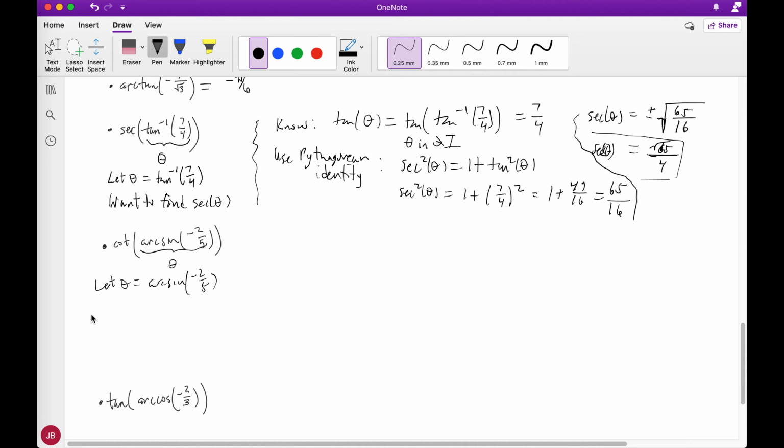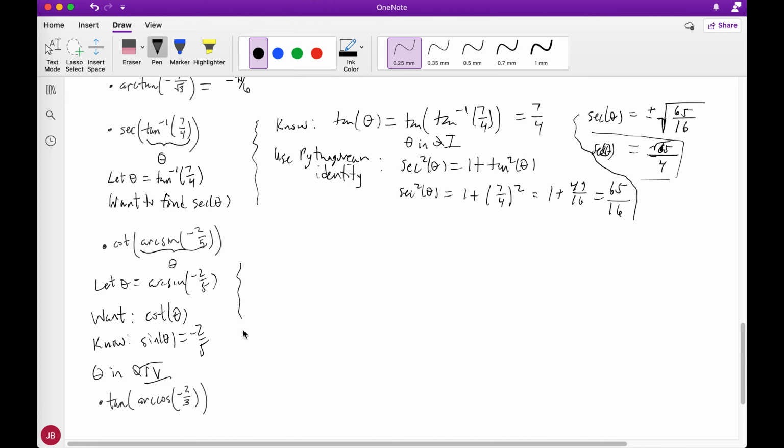Then we know, well, what we want is the cotangent of theta, right? But what we know is that the sine of theta is minus 2/5, right? Because sine of theta is sine of arc sine, and that cancels to always give you the inside part. So where must theta be? Well, remember, arc sine returns an angle in either quadrant 1 or 4. Well, since the sine of that angle is negative, it must be in quadrant 4.